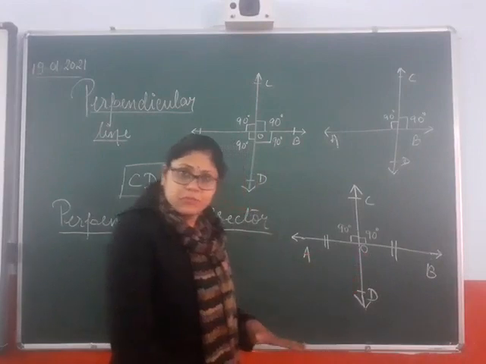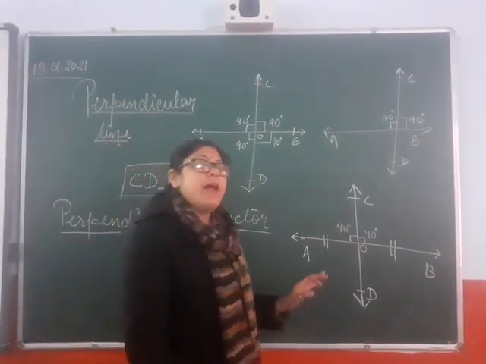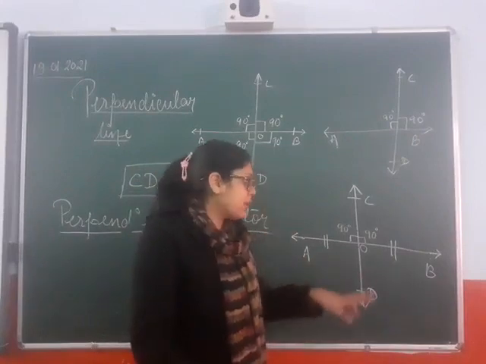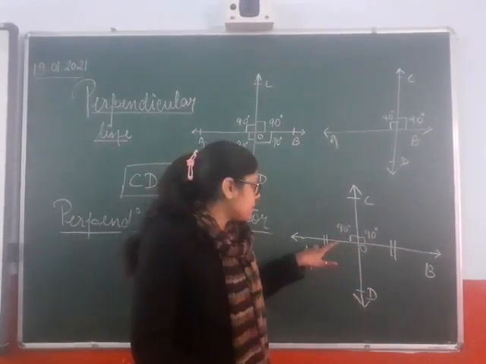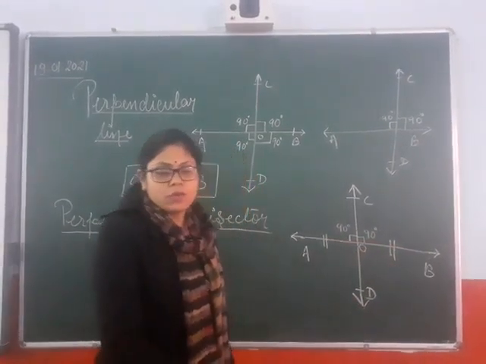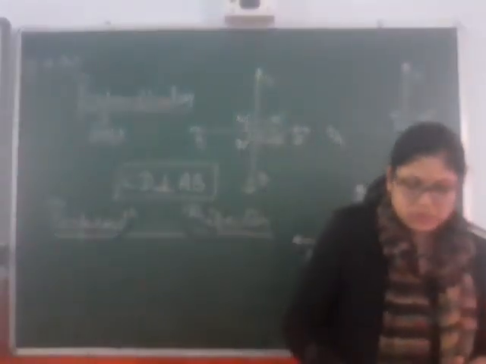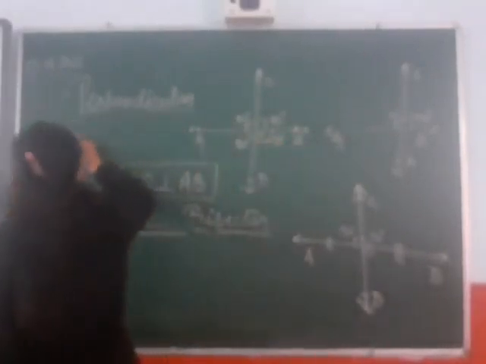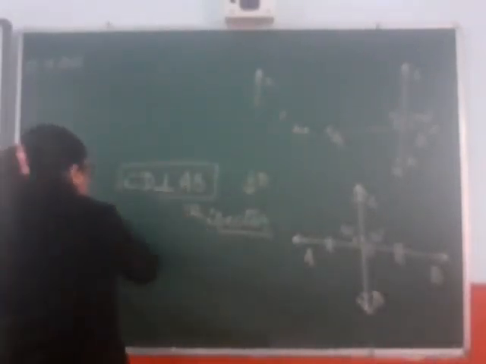Clear? Okay. So this is the difference between perpendicular and perpendicular bisector. For a perpendicular bisector, two conditions will be there. One, definitely it will be 90 degree, and bisector, that means this and this part will be equal. Clear? Now the next topic is parallel lines. What do you mean by parallel lines? This you already know.